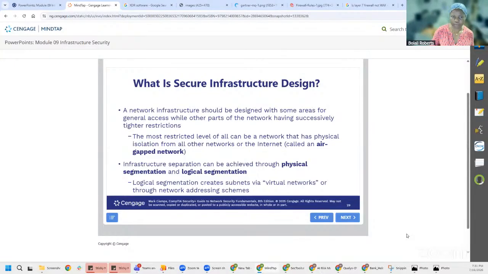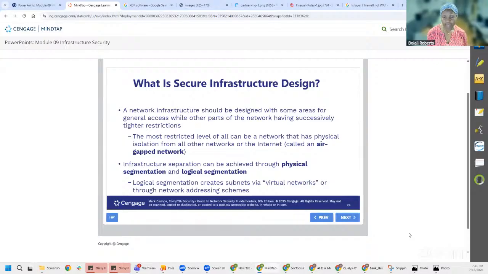Then you also have logical separation, like using VLANs, virtual local area network segments, using segmenting. Okay, this VLAN is the user VLAN.